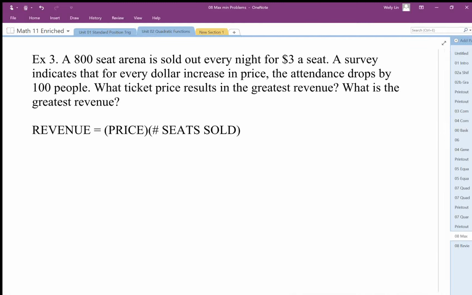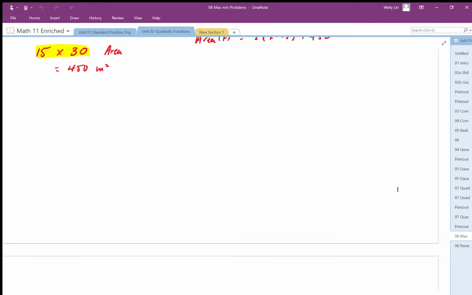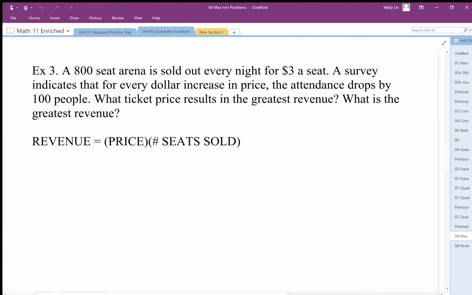So in this problem here, we have an 800 seat arena sold out every night at $3 a seat. They figured that they can make more money if they sell the seats at a higher price. However, as they increase the price, the attendance is going to drop, because it's more expensive, the fewer people are going to want to come. The survey indicates that for every dollar increase in price, the attendance drops by 100 people. So what ticket price results in the greatest revenue?